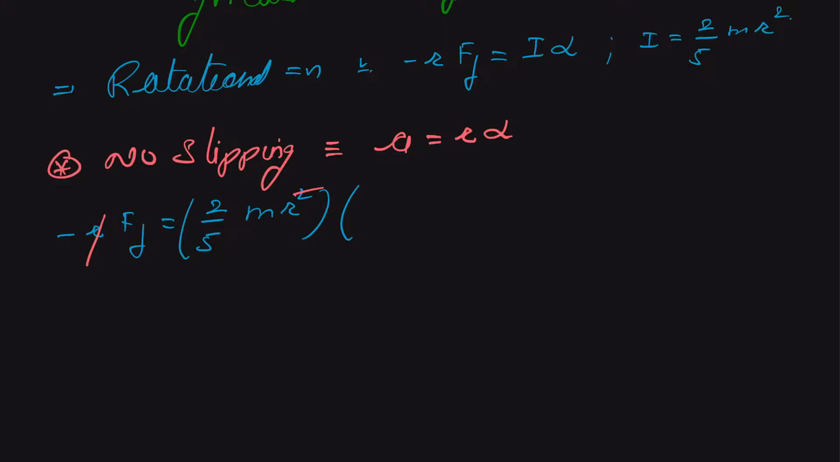And we can write that our alpha will be equal to a upon r, and this r further cancels out with our r. Therefore, from here we can write that minus f of f will be equal to 2 by 5 mass into acceleration.